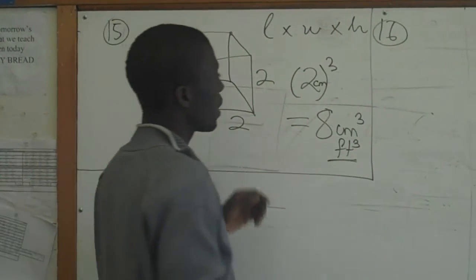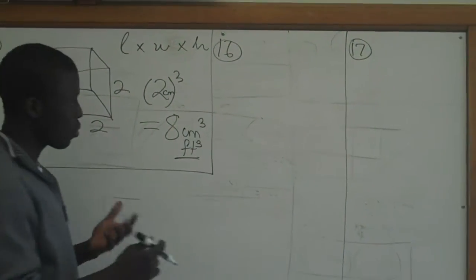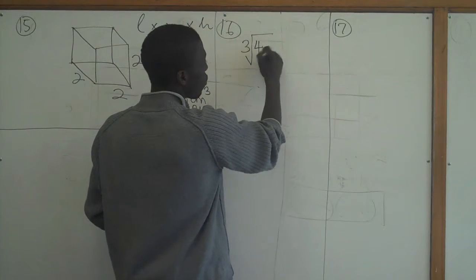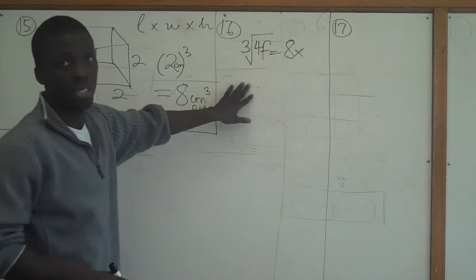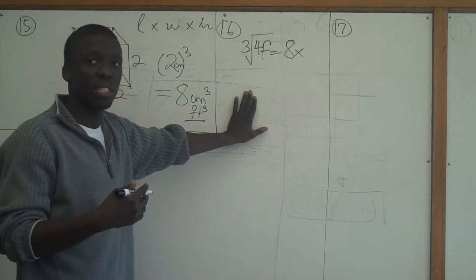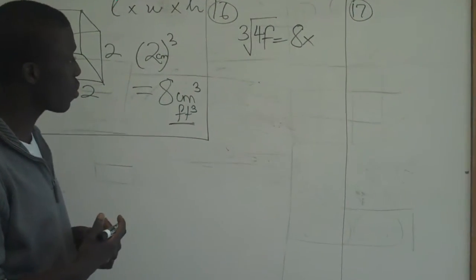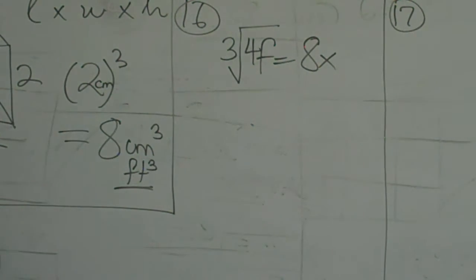Now, 16 deals with an interesting thing. It's the question of the subject of the formula. But we can't talk about the subject of the formula without talking about the laws of indices. The laws of indices are very important. The principles that show us how to handle exponents and so on and so forth. So before I address number 16, let me just state a few principles that are important.